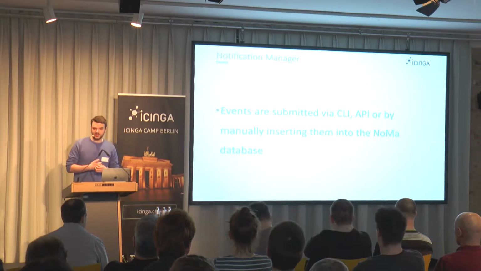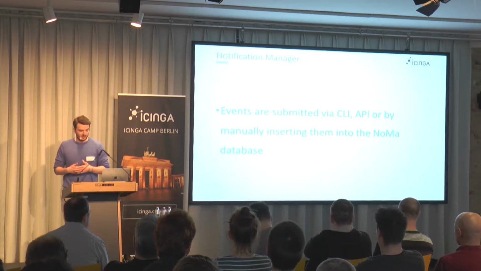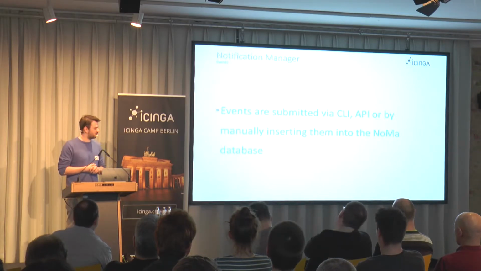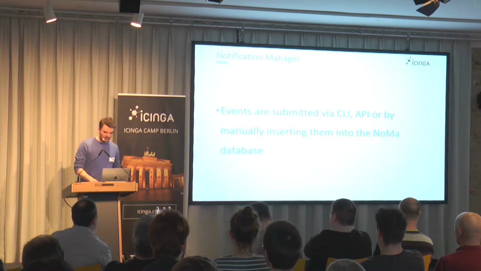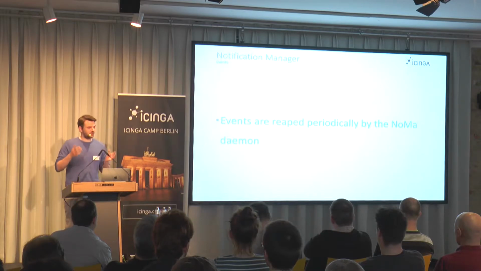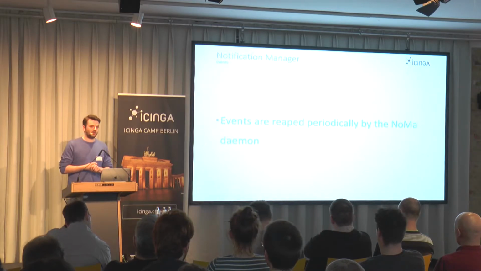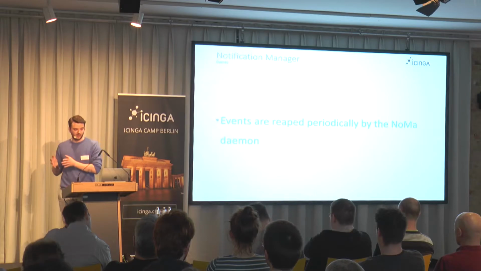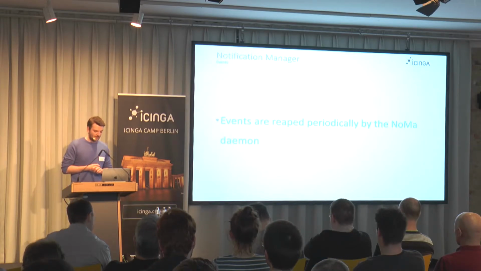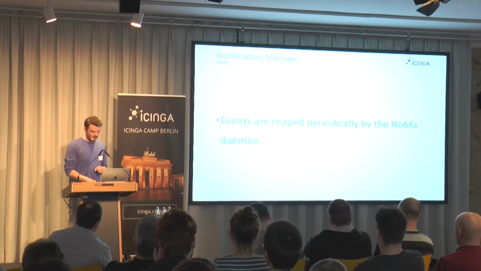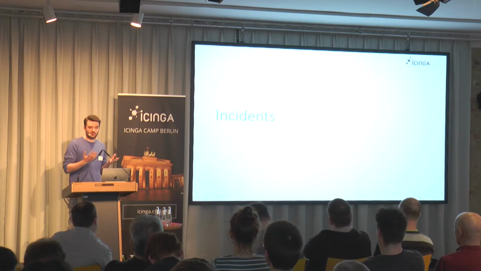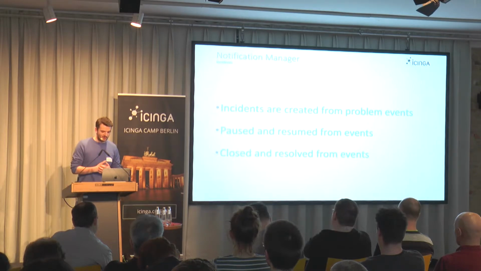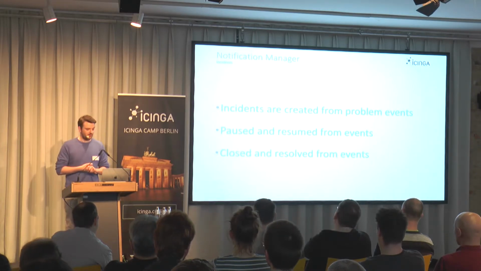Events can be submitted via CLI, a dedicated API, or by manually inserting them into the notification manager database. And those events are picked up by a daemon. So you just send the events to Noma, and Noma decides how to proceed with the events based on your configuration. From events, we get incidents, and incidents are problems in your environment. From an Icinga perspective, incidents are created from problem events.